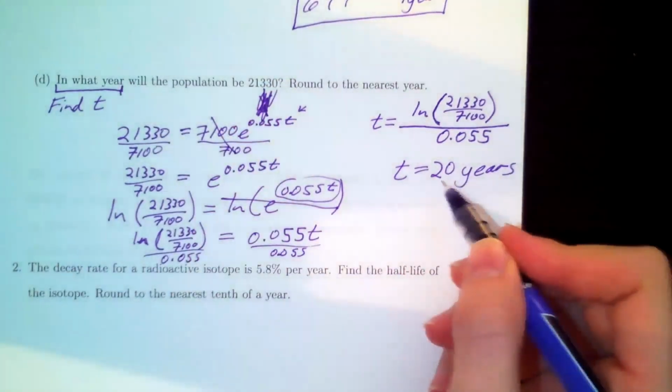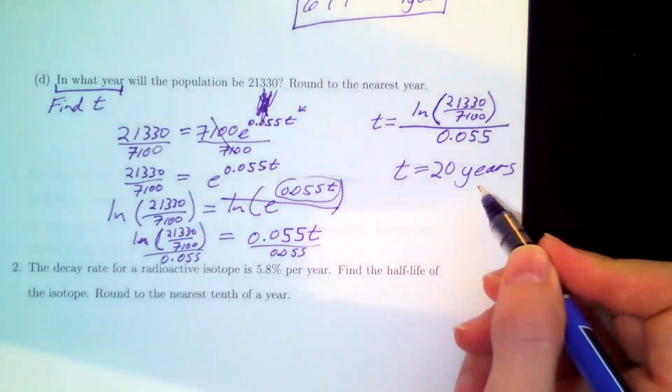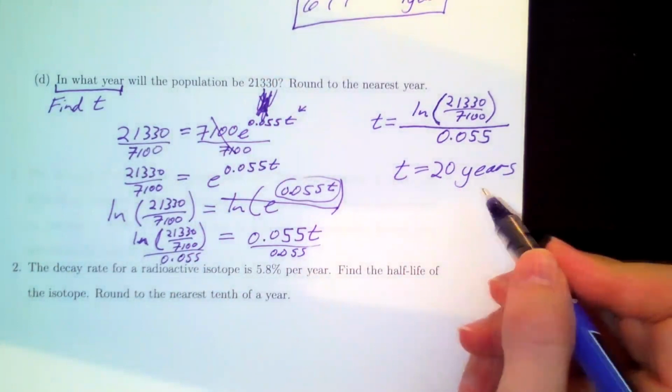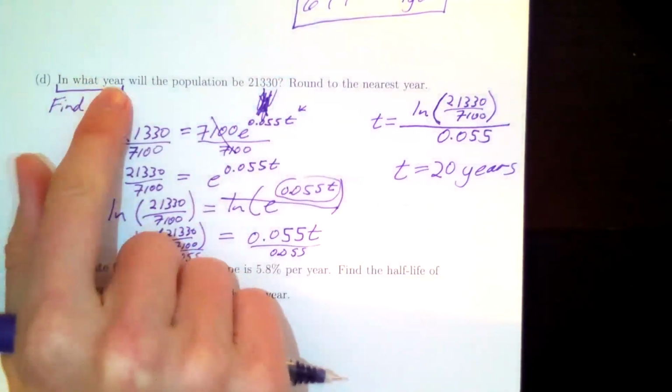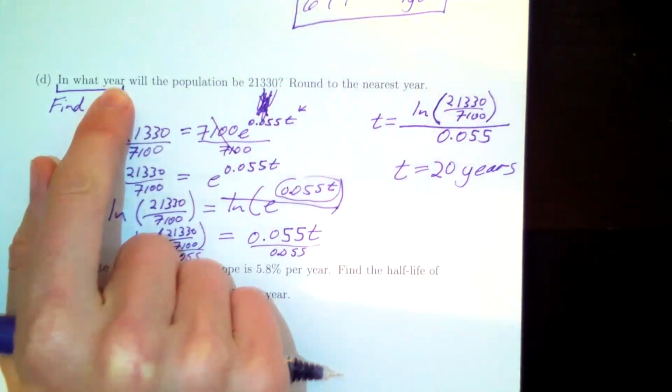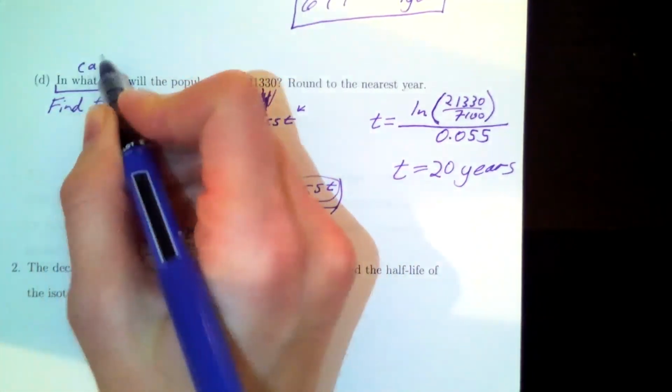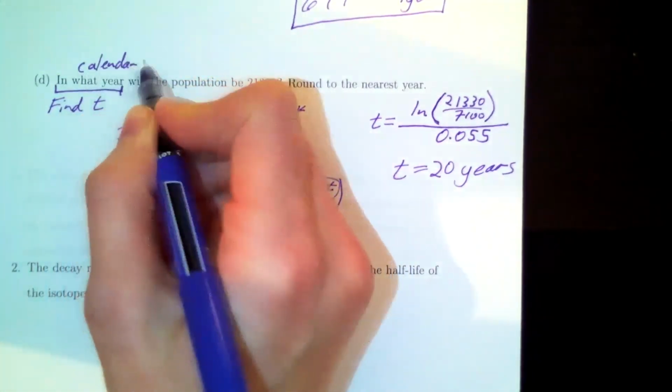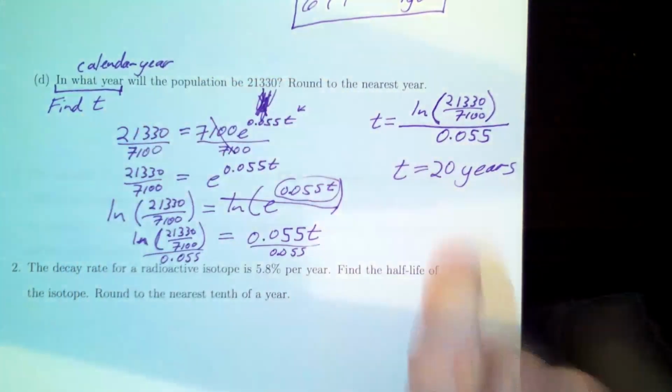But even though this is a correct value for how many years later it will take, that's not the answer they want. They're not asking for how many years will it take. They want to know in what year will it be. So what they're asking for here is the calendar year. What is the year it will be?